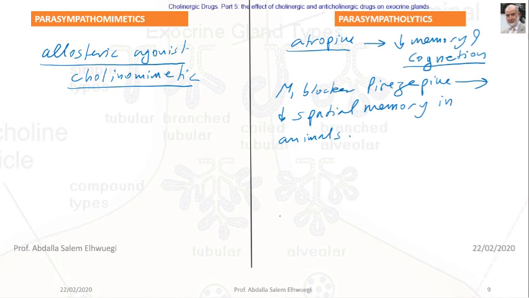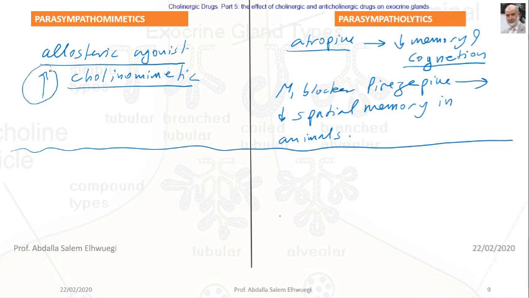Okay, so this is first. Parasympathomimetics can improve memory, and that's why they are applied in treatment of Alzheimer disease, while parasympatholytics have no known action. Okay. Second effect, centrally, parasympathomimetics increase the skeletal muscle tone through the extrapyramidal system.